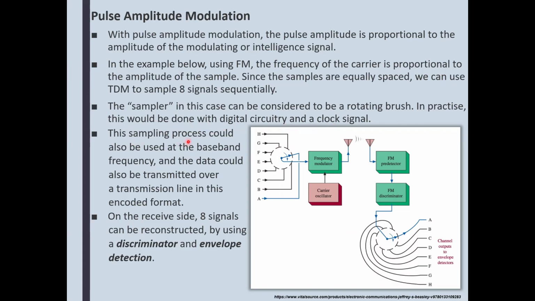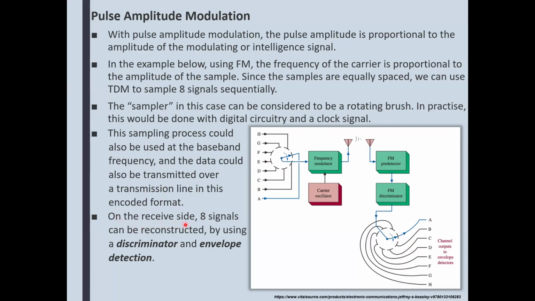The sampling process could also be used at the baseband frequency. With the baseband frequency, you don't have to have so much bandwidth to accommodate all the channels, and a tuner is not needed to switch between channels. The only tuning needed is to lock on to that one and stay there. So the sampling process could also be used at baseband frequency, and the data could be transmitted over the transmission line in this encoded format.